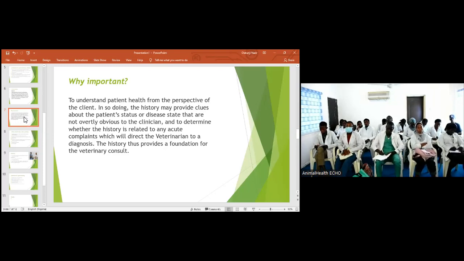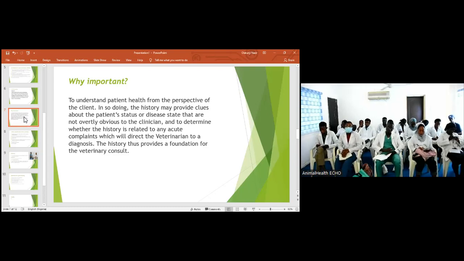And why is history taking important? It is to understand patient health from the perspective of the client. You can see that, from the perspective of the client. In so doing, the history may provide clues about the patient status or disease state that are not overtly obvious to the clinician. For example, if the dog has not been eating, has been vomiting, and the guy does not even know, because they just leave their dogs or cats or whatever to roam around, they don't even know that the dog has been vomiting or the cat has been vomiting.